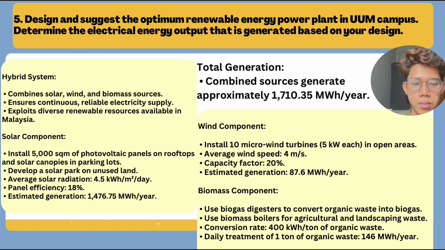And for the biomass component, we can use biogas digesters to convert organic waste into biogas. Use biomass boilers for agriculture and landscaping waste. Conversion rate is 400 kilowatt hours per ton of organic waste. With daily treatment of 1 ton of organic waste, generation is 146 megawatt hours per year.